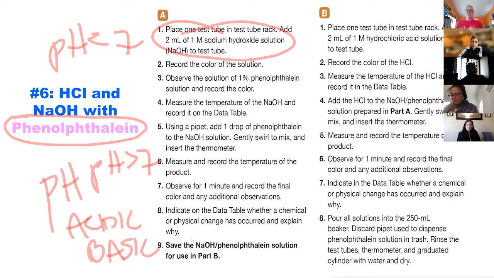It's a base. And so when you add the phenolphthalein, see what the color is, and also measure the temperature of the sodium hydroxide. Then do the same thing. Oh, and save that test tube with the phenolphthalein and sodium hydroxide in it. Then get another test tube, and again around 2 mL of the 1 molar hydrochloric acid solution. So is that kind of a giveaway? Is that an acidic solution or a basic solution?